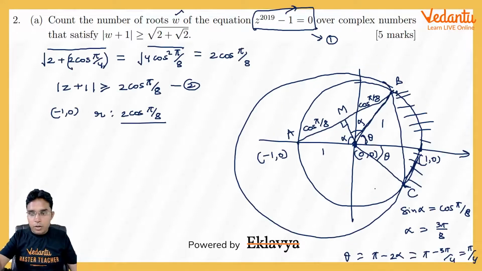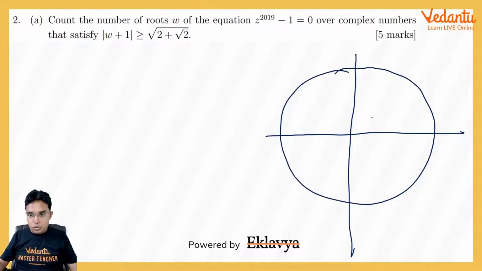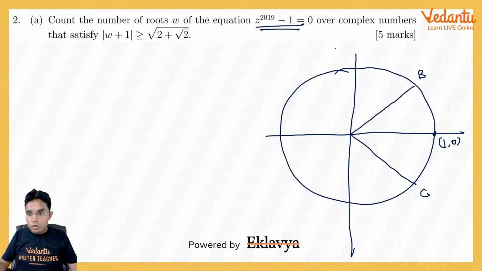So as I told you in this slide, I am looking for those W lying between B to C, where B and C both are at angle pi by 4 from the positive x-axis. So here pi by 4 here, pi by 4 here. This is my B here, this is my C here. And 1, 0 automatically is there, and it is satisfying this also. So how many values will be lying in this?